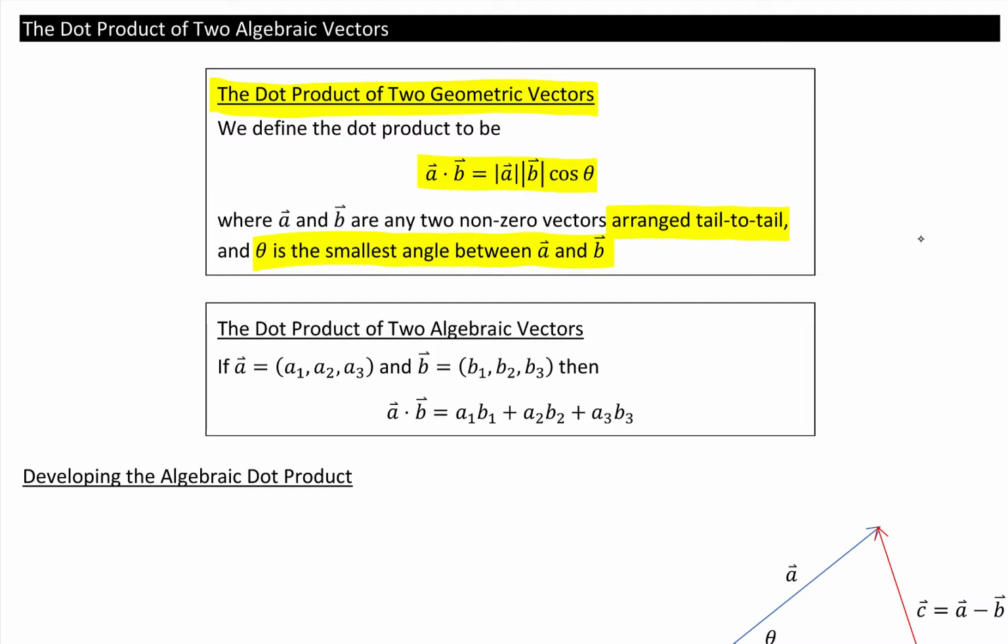The dot product of two algebraic vectors, given that a equals a1, a2, a3, and vector b is b1, b2, b3, so the dot product for two algebraic vectors, a dot b, is the multiplication of the two x components from vector a and b, plus the two y components from vector a and b, plus the two z components multiplied together from vectors a and b. In the next part, we're going to prove that this is the formula for the dot product for two algebraic vectors.